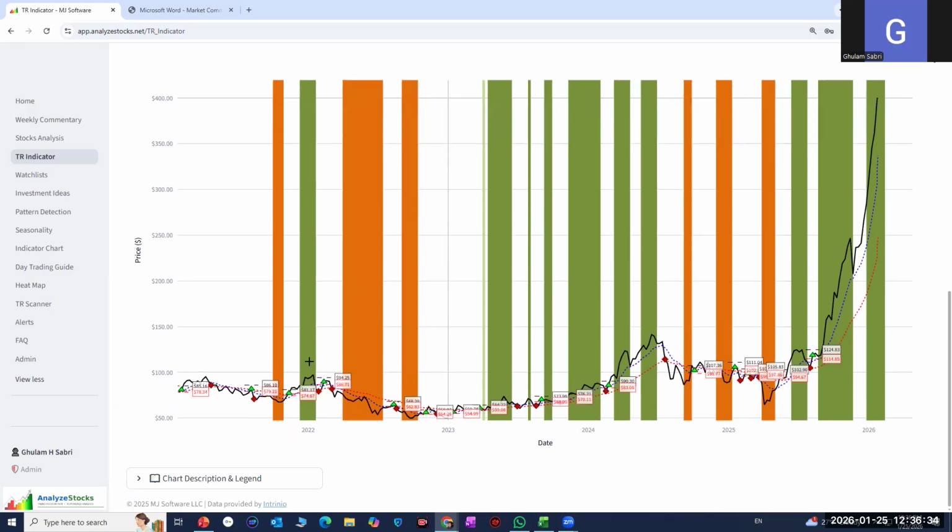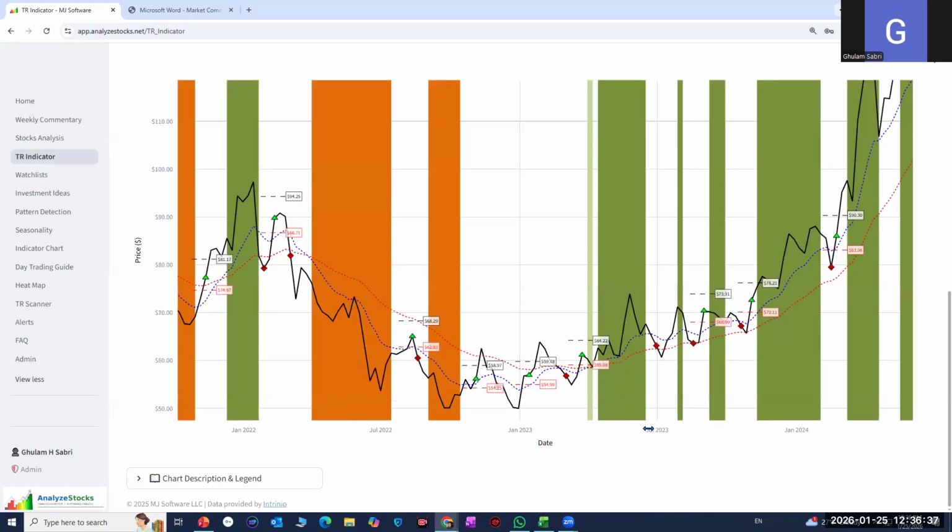So let's zoom into this area. This buy point never achieved. Then a downtrend starts, strong sell, strong sell.